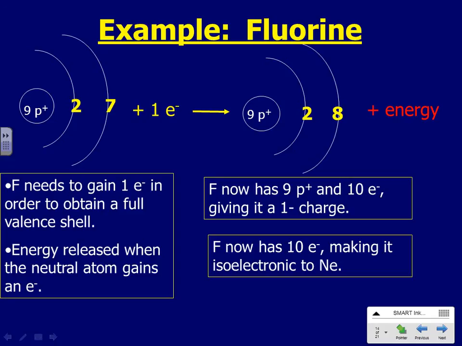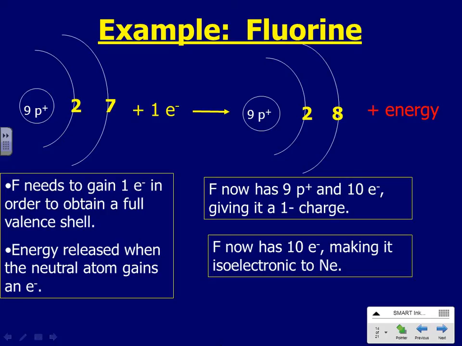This is the same type of thing that we saw. Here I've got fluorine as my example, 2,7. We add an electron to it. Notice the electron is on the left because I'm adding it. It fills the outer orbit and gives off energy. That electron affinity is the energy that's given off. Fluorine now has 9 protons and 10 electrons, and therefore it's got a -1 charge, and it is isoelectronic to neon. We've moved ahead by 1.